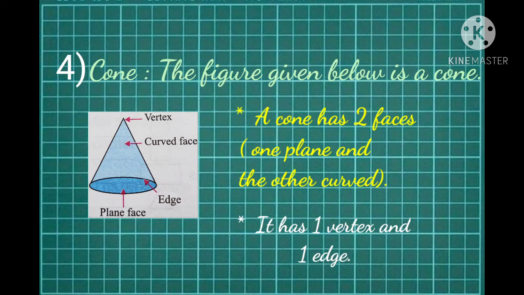Now number 4 is cone. The figure given below is a cone. A cone has 2 faces, one plane face and the other is a curved face. It has one vertex and one edge.